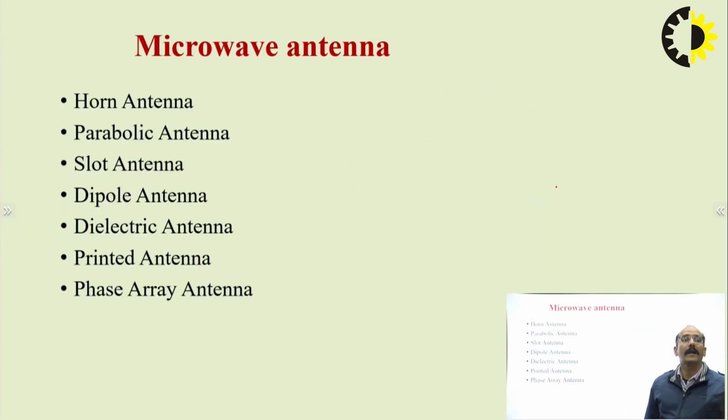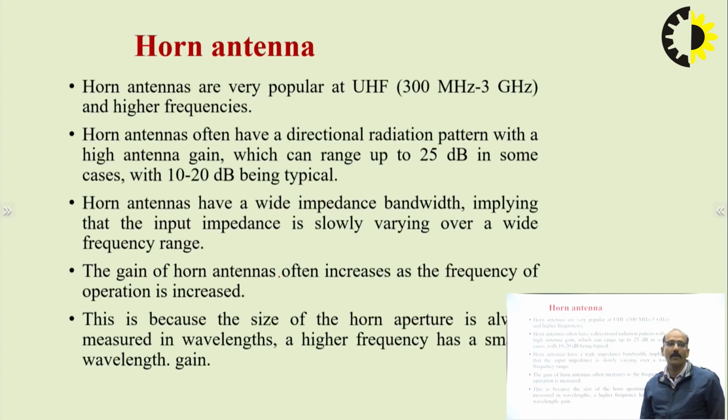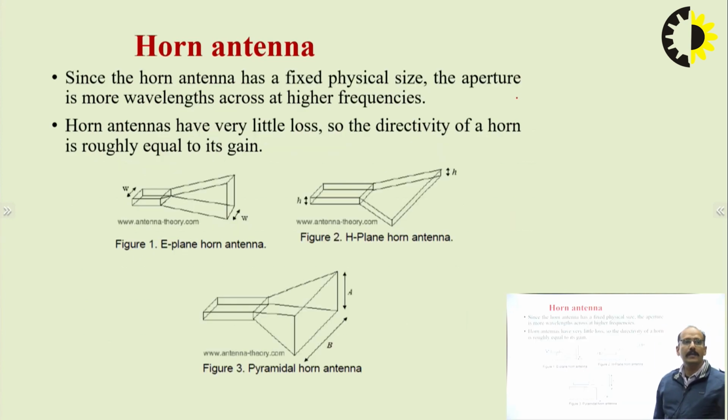Then microwave antenna. This is another type of antenna which is widely used in telemetry systems, such as horn antenna, parabolic reflector antenna, slot, dipole, dielectric antenna, printed antenna, and phased array antenna. Starting with the horn antenna. Horn antennas are basically used for microwave frequencies such as 300 megahertz to 3 gigahertz and higher frequencies. How is it created? Here you can see that for microwave, you use a guided medium, and that guided medium is a waveguide. This is a waveguide.